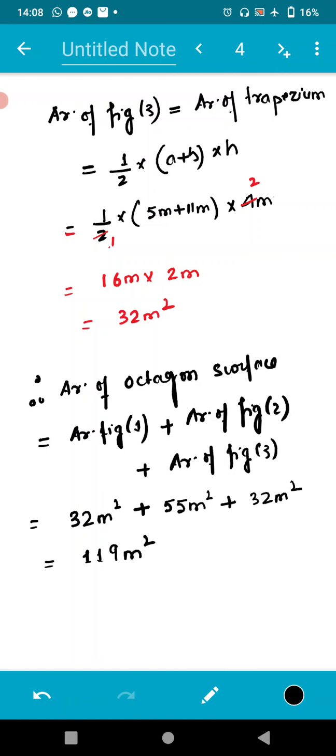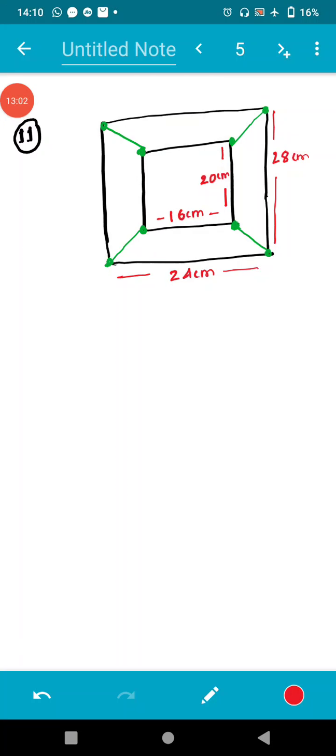Now, let us move on to the last sum of today's session, that is question number 11. So, this is question number 11. As you see on the screen, one figure is again given, and you have to find out the area of each section of the frame. So, this is a frame given.